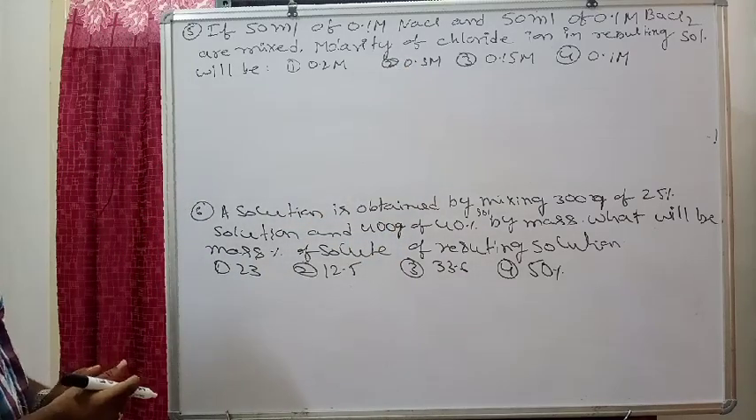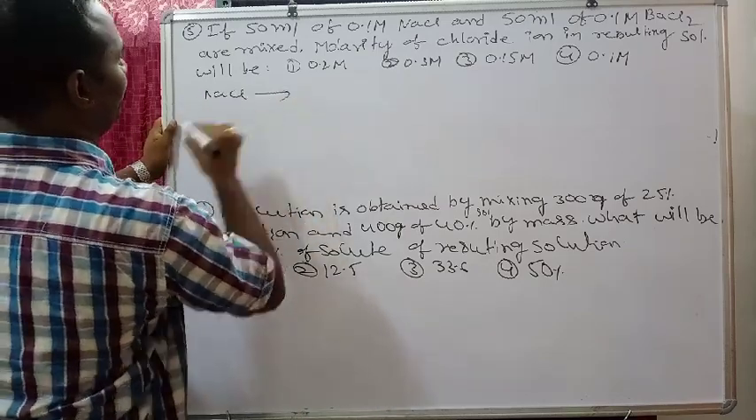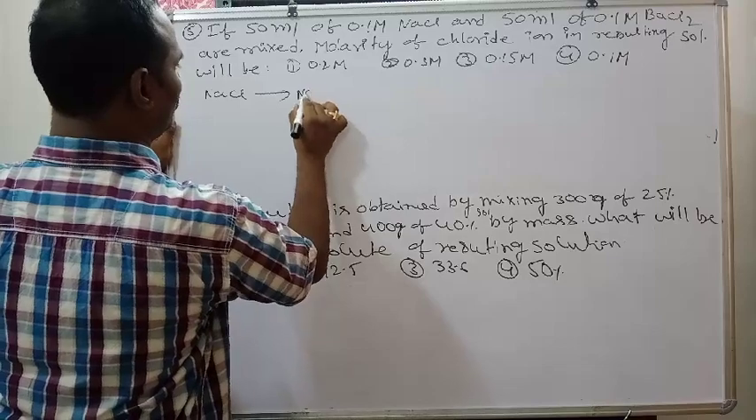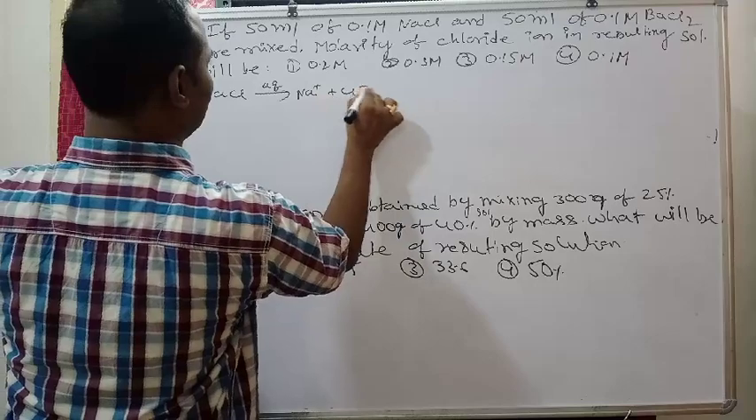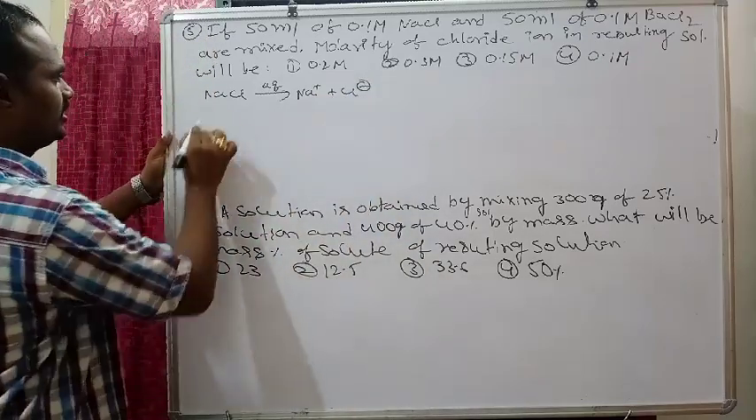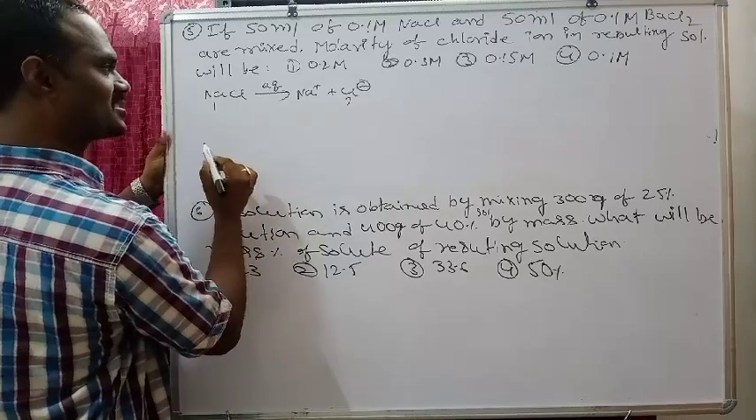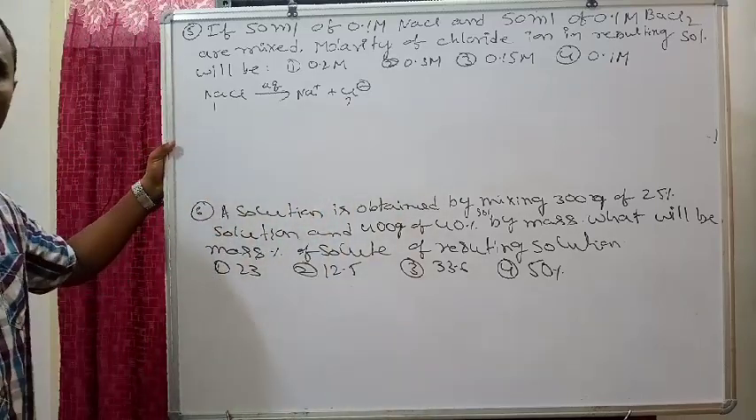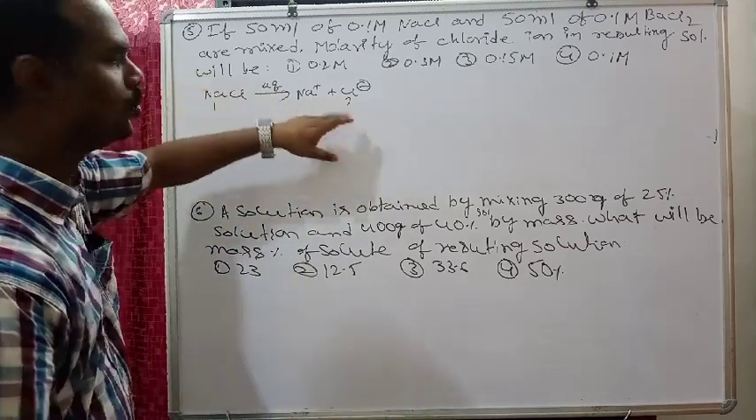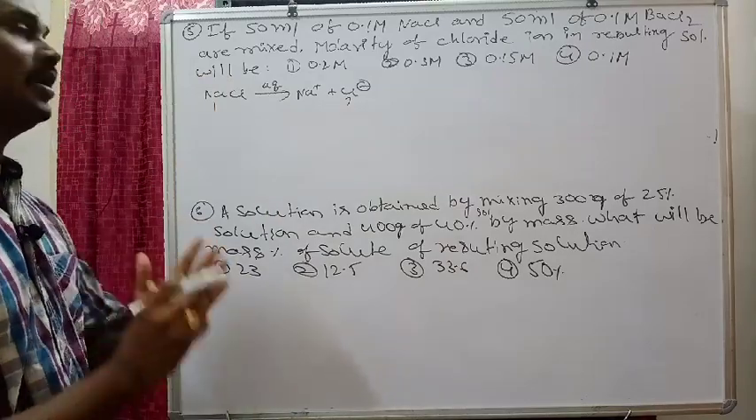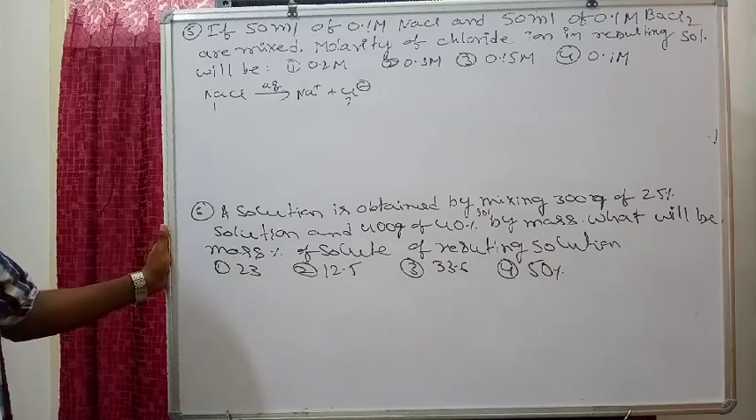To calculate this one, first you have to see formulas. Suppose NaCl when dissolved in water, it gives Na+ and Cl- ion, in a 1:1 ratio. It means the concentration of NaCl equals the concentration of chloride ion. Reason: 1:1 ratio, 1 mole of NaCl will give 1 mole of chloride ions. Concentration of NaCl is equal to concentration of chloride ions.